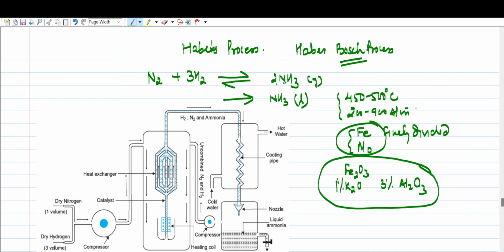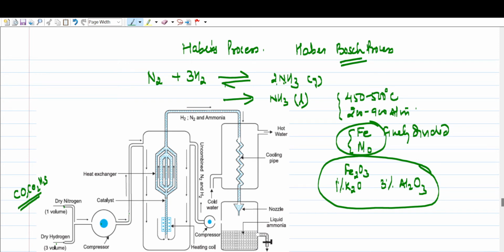Okay, now what we have to do is ensure the gas which we are taking is pure, right? There should be no impurity of carbon monoxide, carbon dioxide or hydrogen sulfide, as they are going to poison the catalyst. Okay, so we take one part of nitrogen gas, we take 3 parts of hydrogen gas, and we put it into a compressor.